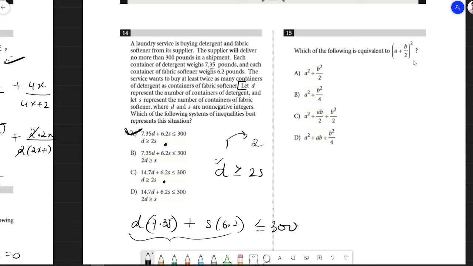15. Which of the following is equivalent to ((a + b)/2)²? Okay, I can just solve it. So a² + b²/4 + 2 times a times b/2. So it will be a² + b²/4 + ab. So this 2 and 2 will get cancelled. That is option D.